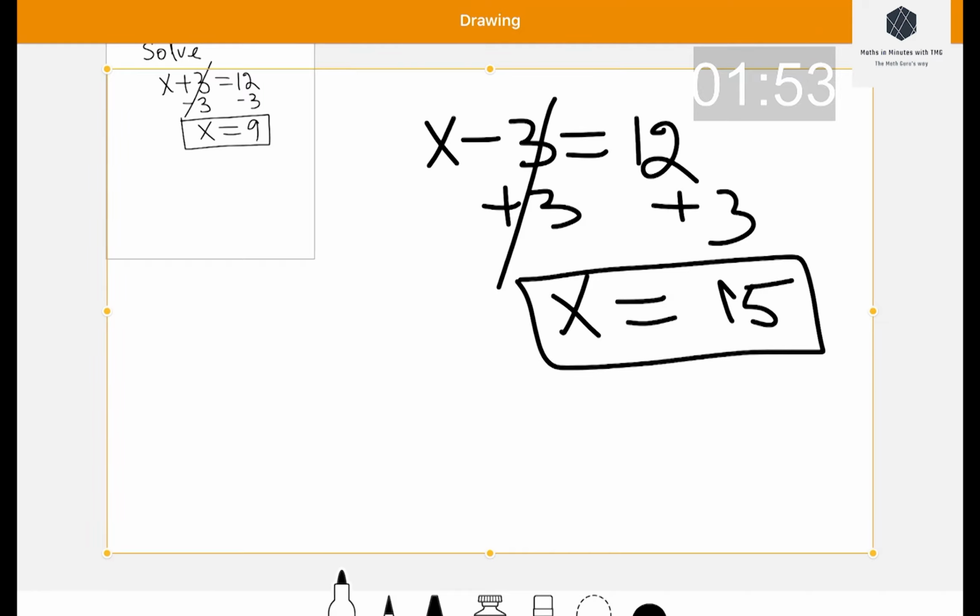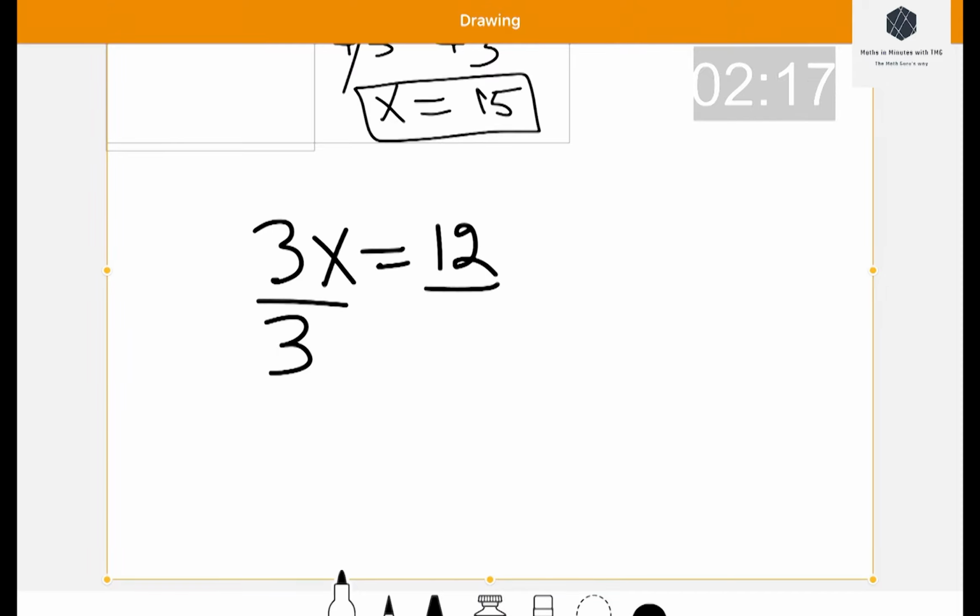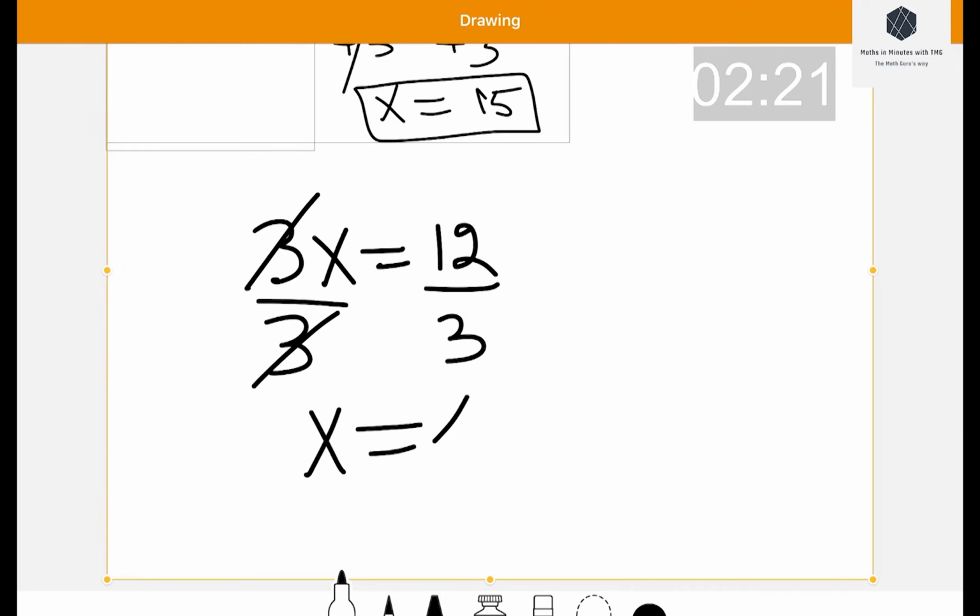Now let's go to another question. For example, they ask you to solve 3x equals 12. Now here, between 3 and x there is no operation. There is no plus, there is no minus, nothing. So 3x means 3 times x, which means 3 is multiplied by x. Now remember, if something is multiplied and I want to get rid of 3, I have to divide on both sides. So I'm dividing this by 3 and this by 3. 3 and 3 are gone and x equals 12 divided by 3, which is 4.